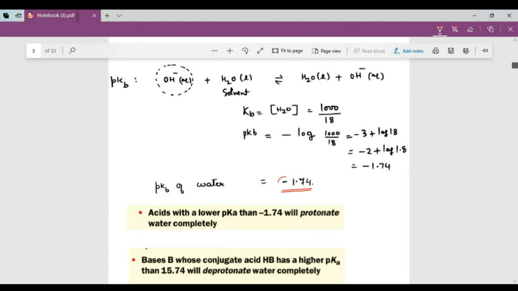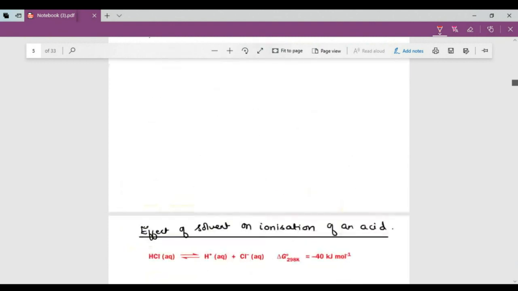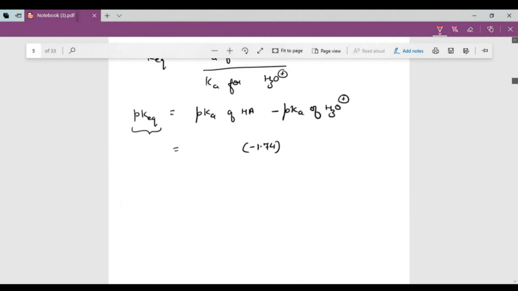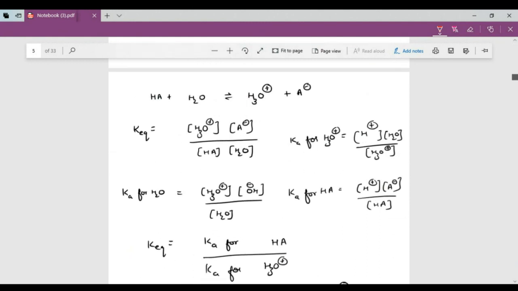See, minus 1.74. So that makes OH minus quite a strong base. Okay, that makes water a weak acid and OH minus a strong base. Now, if we understood what Ka and Kb are, the next point I want to tell you is whether a reaction will go in a forward direction or not.